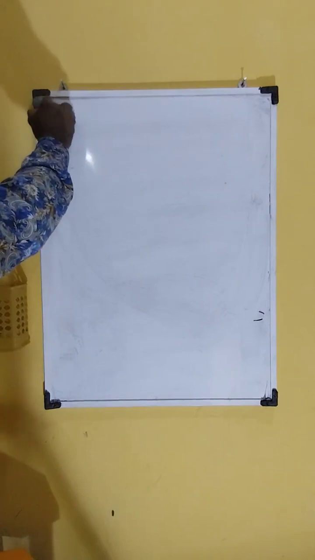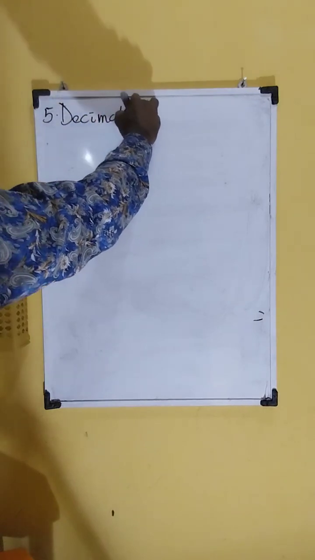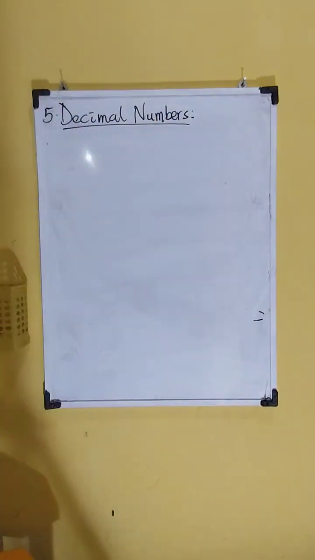The next one on the list, number 5, is decimal numbers. Though I have mentioned it in the course of my explanation, even if I have not defined it or deeply explained it, at least I have shown you examples of decimal numbers. But what are decimal numbers? Decimal numbers are numbers expressed in base 10 system with the decimal point.